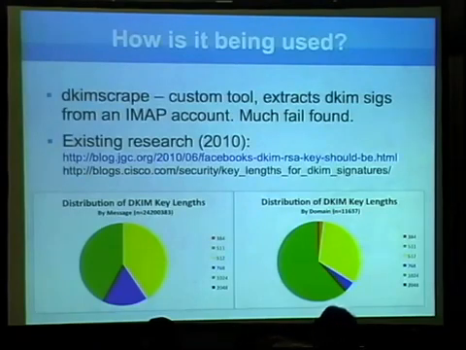I unfortunately do not have access to mail servers that process email for thousands of people or tens of thousands of people, so my data is not as good, but I wrote a tool called DKIM scrape, which will connect to an IMAP mailbox and pull all of the DKIM headers out of it. I did this against my Gmail account and Gmail accounts of a couple of friends, and I found some interesting things.